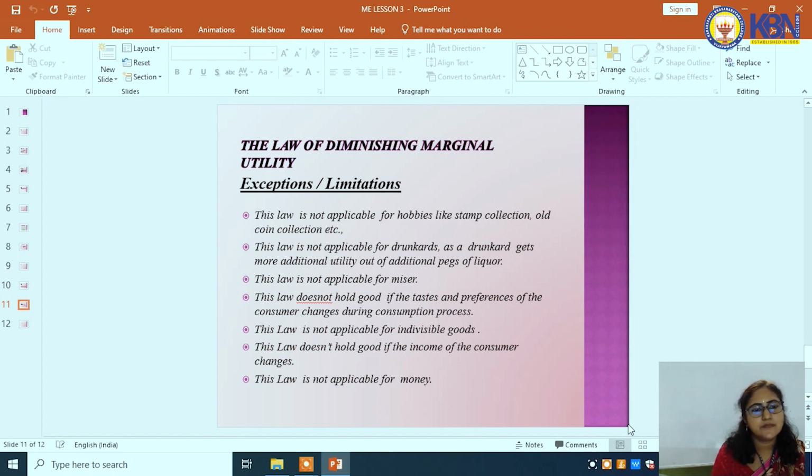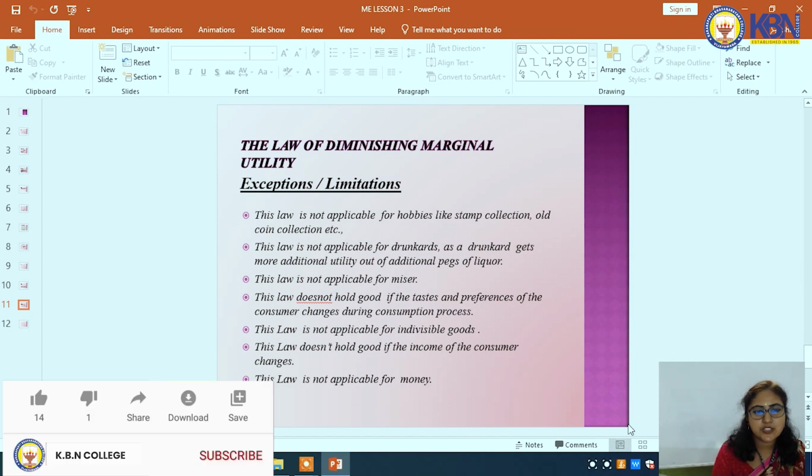Point number 1. This law is not applicable for hobbies like stamp collection, old coin collection, etc., because as we keep on collecting, the additional satisfaction, or the marginal utility, keeps on increasing, which is against the law. Hence, this law is not applicable for hobbies like stamp collection, coin collection, etc. This law is also not applicable for drunkards, because a drunkard gets more additional utility, or more marginal utility, out of having additional pegs of liquor.